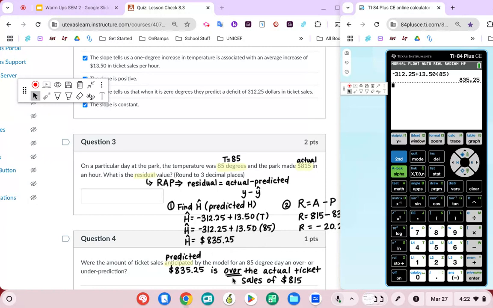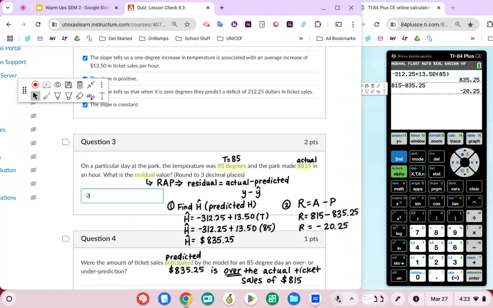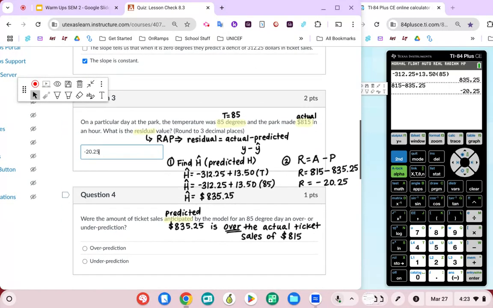Okay, that's the predicted value, but they said they actually made 815. So to find the residual, which is what this question is asking us for, we need to subtract the actual 815 minus that predicted value. Okay, so we get a negative $20.25. We did not make as much money as we were predicted to make.